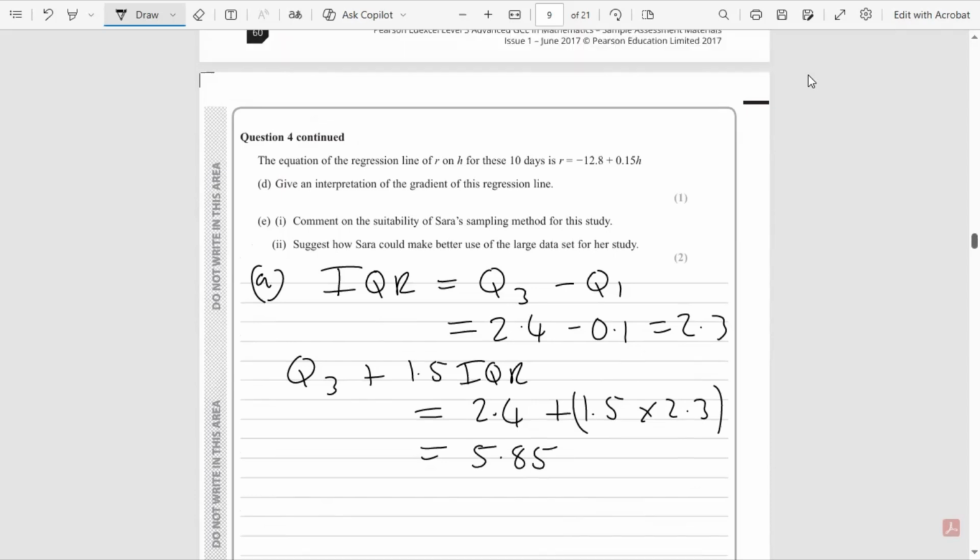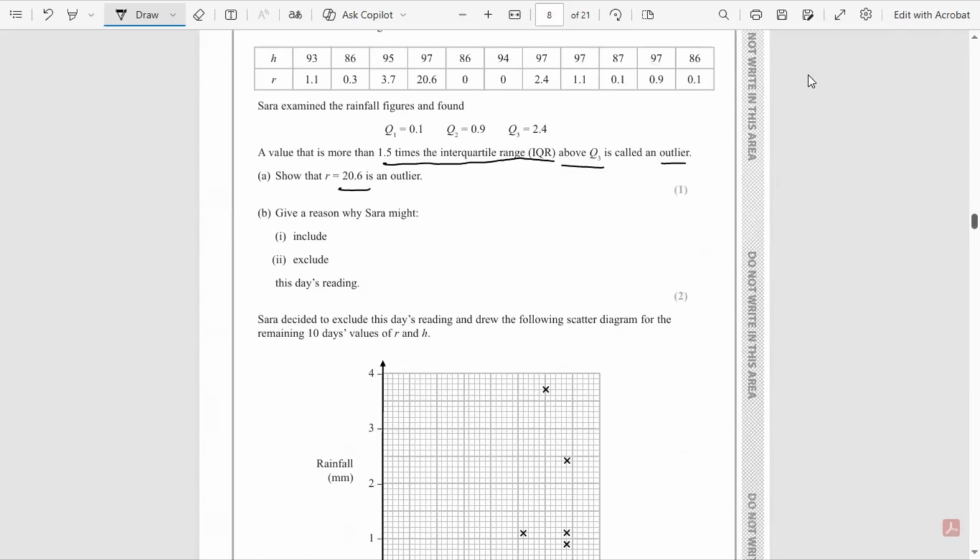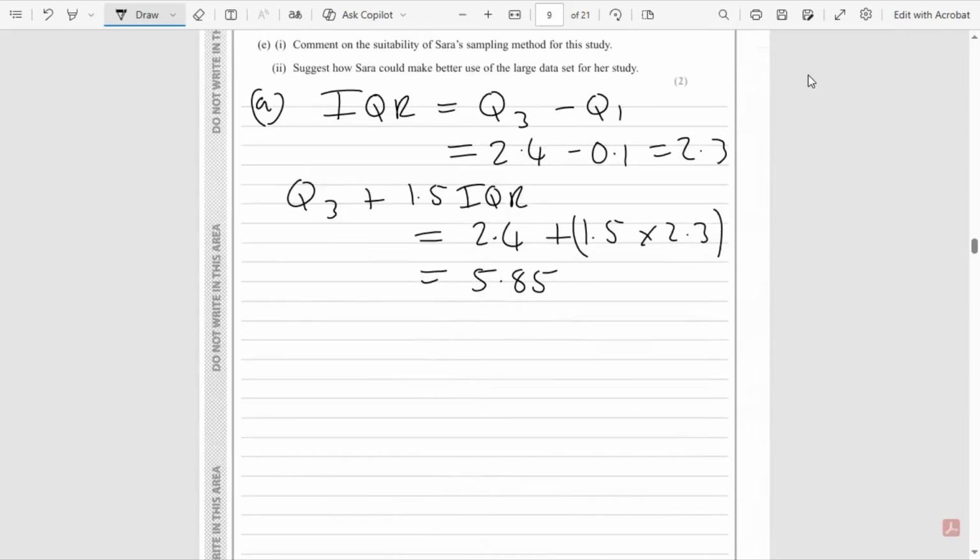Now, if we go back to the question, the value that we were trying to show is an outlier is 20.6. Clearly, 20.6 is greater than this boundary value of 5.85. So therefore, 20.6 must be an outlier. Perfect, brilliant. So that's the first part of the question done. Now let's go to part B.